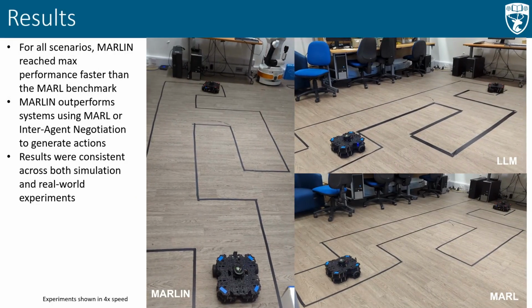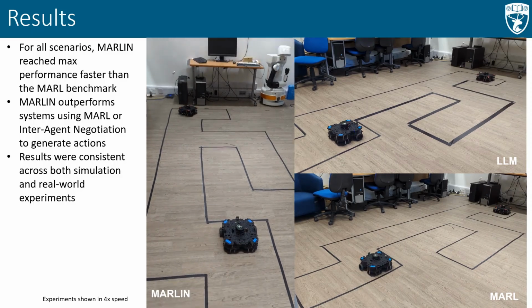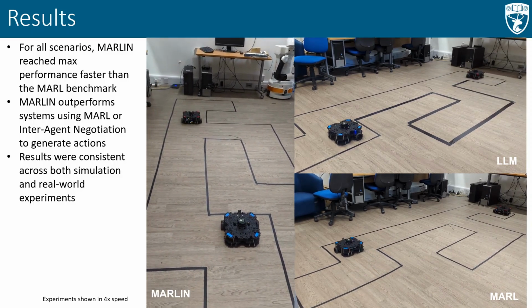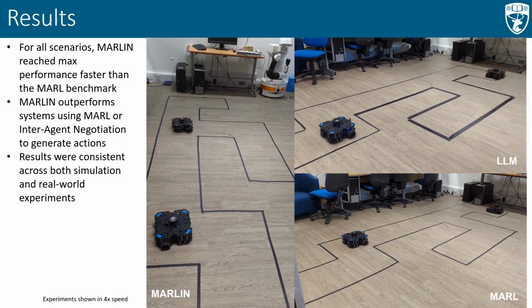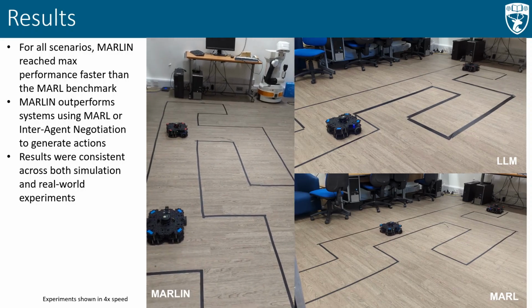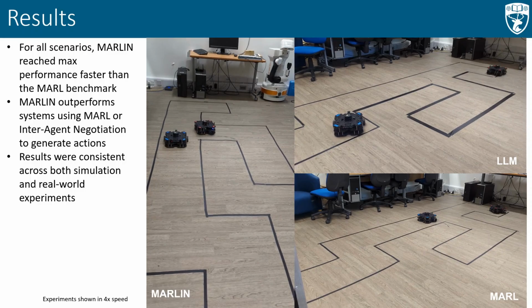In simulation, MARLIN reached peak performance faster than MARL and outperformed the LLM-based benchmark across all the scenarios. These results were consistent in the real-world experiments for the maze-like corridor. The reason we chose this scenario was because it was the hardest to execute in simulation.